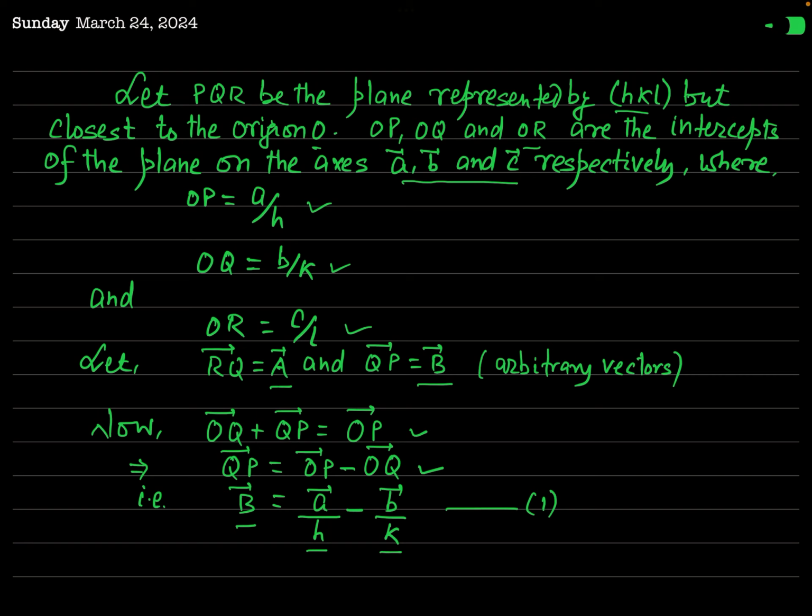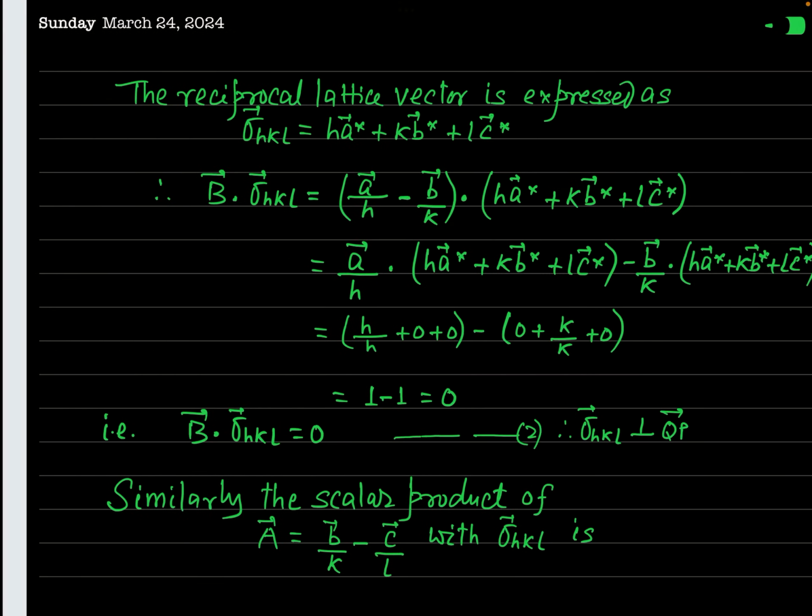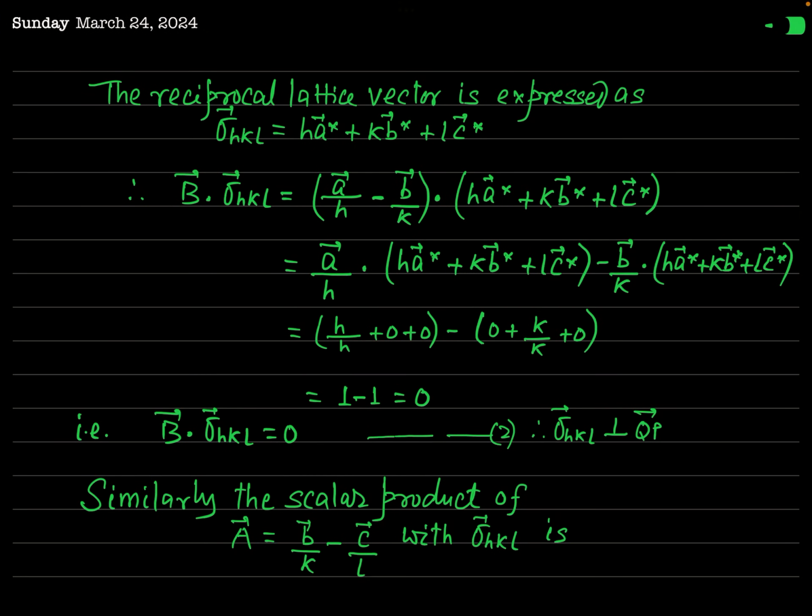Now we will take the scalar product of this vector B with sigma HKL. But before that, how is this sigma HKL defined? You have learned in the previous lecture, the first lecture on reciprocal lattice, that if a star, b star and c star are the primitive translation vectors of the reciprocal lattice, then sigma HKL is defined by this: h a star plus k b star plus l c star.